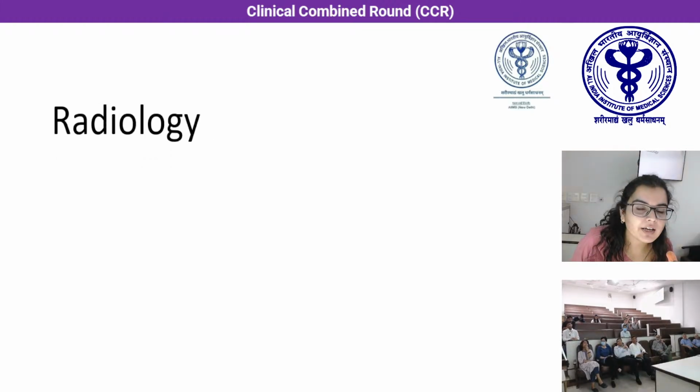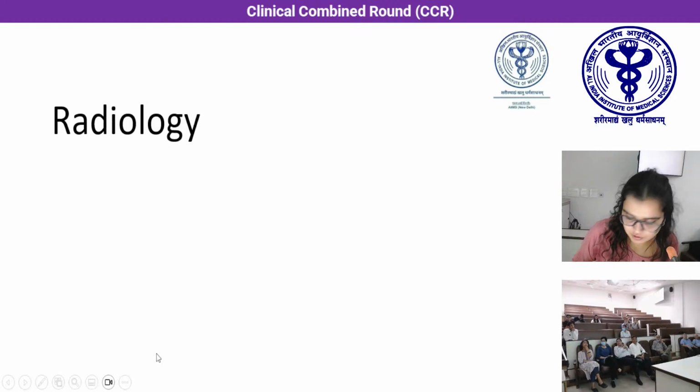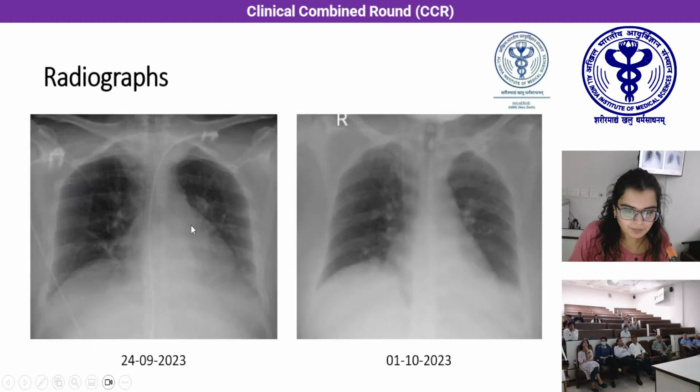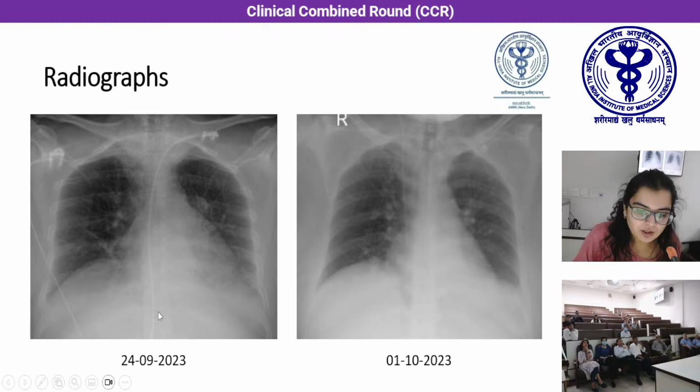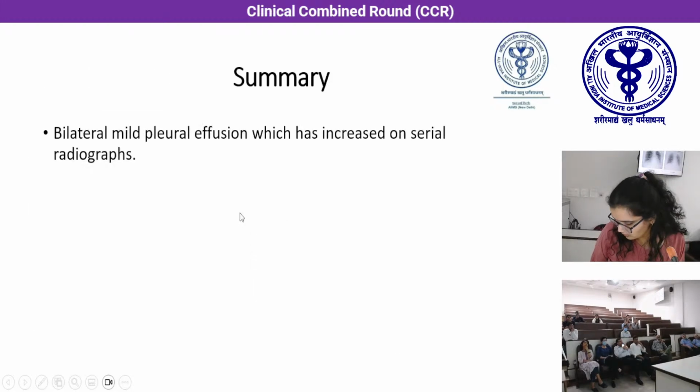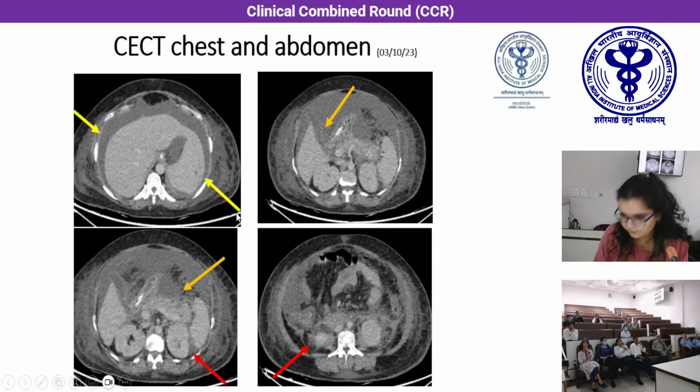Good afternoon, everyone. I'll be covering the radiological aspect of the patient. I'll begin from the initial radiographs. In this, we can see there's mild blunting of the bilateral CP angles, which has increased in the radiograph dated 1st of October. This suggests bilateral pleural effusion. Lung parenchyma were clear at this time point.